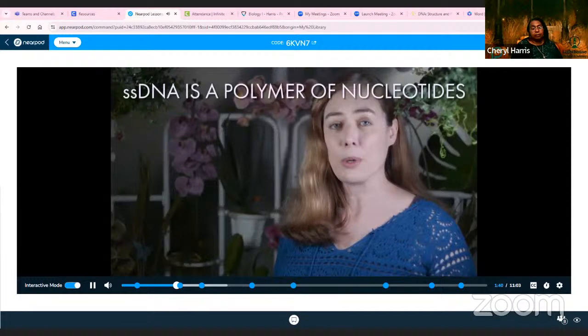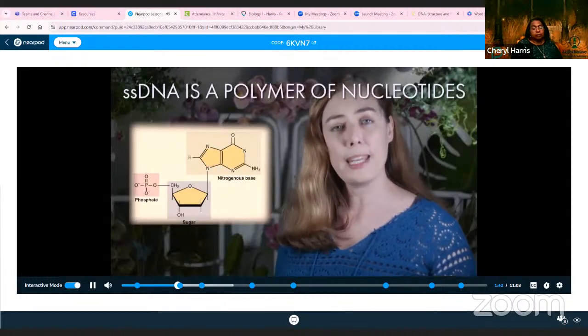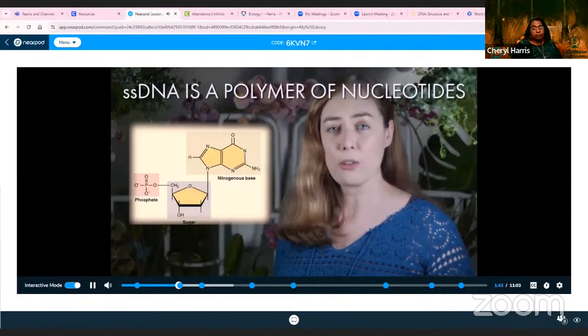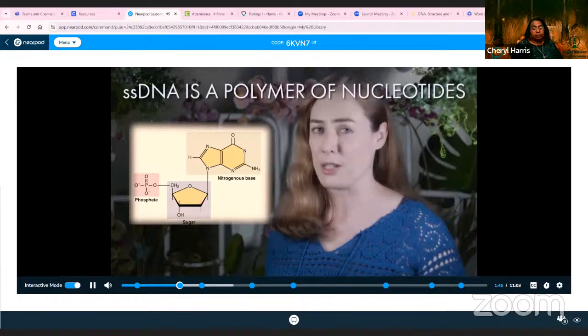Single-stranded DNA is a polymer of nucleotides, made up of repeating units of sugar, phosphate, and nitrogenous base.